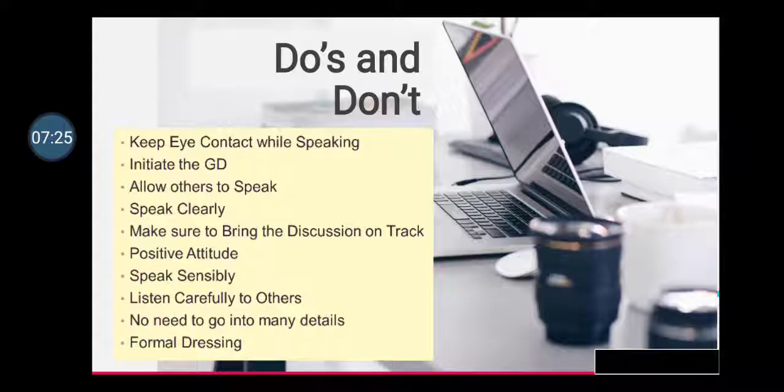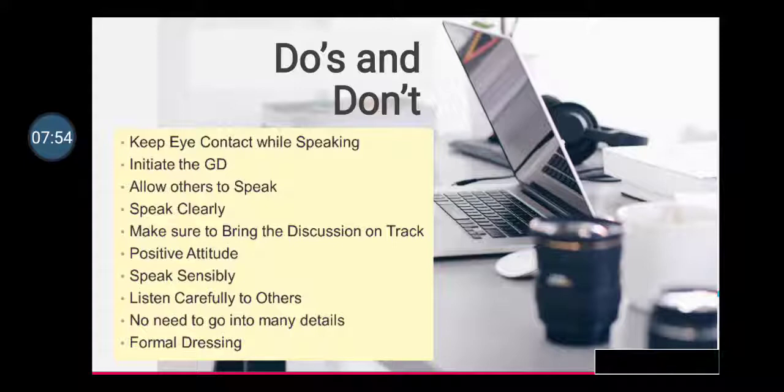Speak politely and clearly. Use simple, understandable words while speaking. Don't be aggressive and don't use jargon, especially when nobody in the team understands it, as it can mislead the entire group discussion. Next one is make sure to bring the discussion on track. If by any means the topic is on a different track, please ensure that you bring it back. Make it positive. Be confident about it.